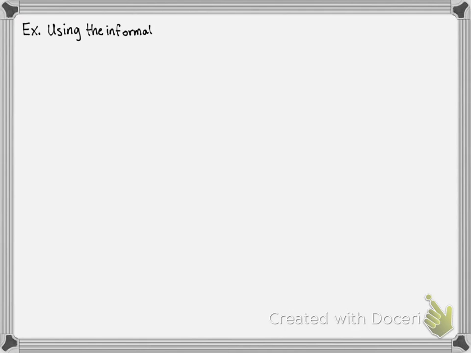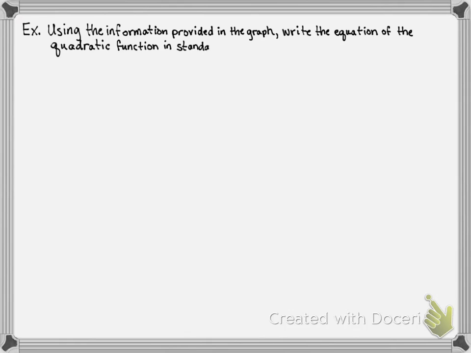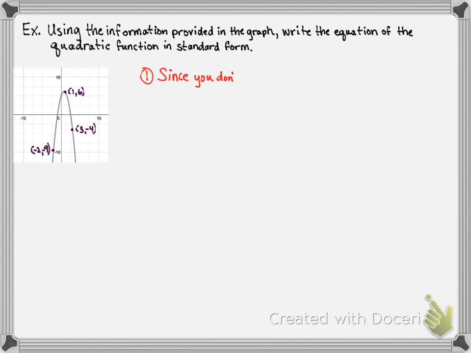Okay, this example is a little bit more complicated. We're using information in the graph and using 3 points in order to write the equation of a quadratic function in standard form. So here we've got a parabola, and we've got the 3 points identified: (-2, -9), (1, 6), and (3, -4). Since we don't know any of the intercepts or the vertex, we're going to start with standard form.